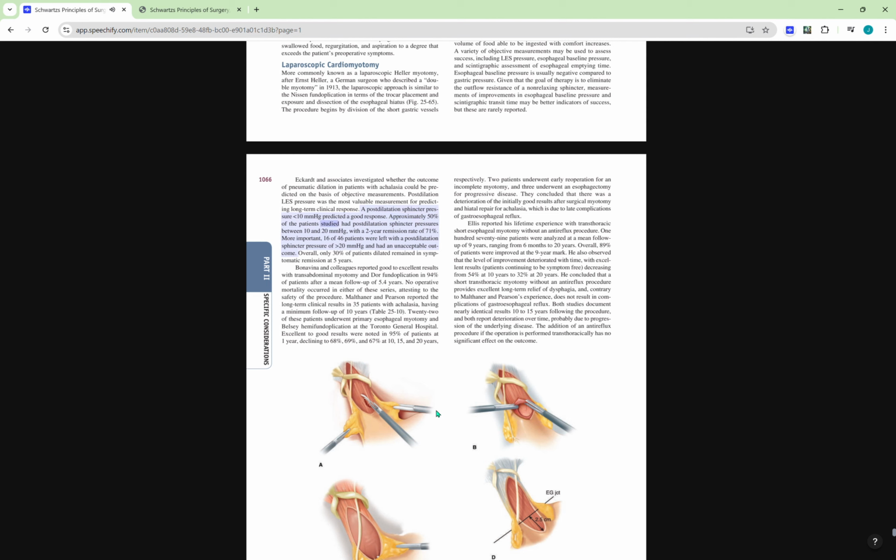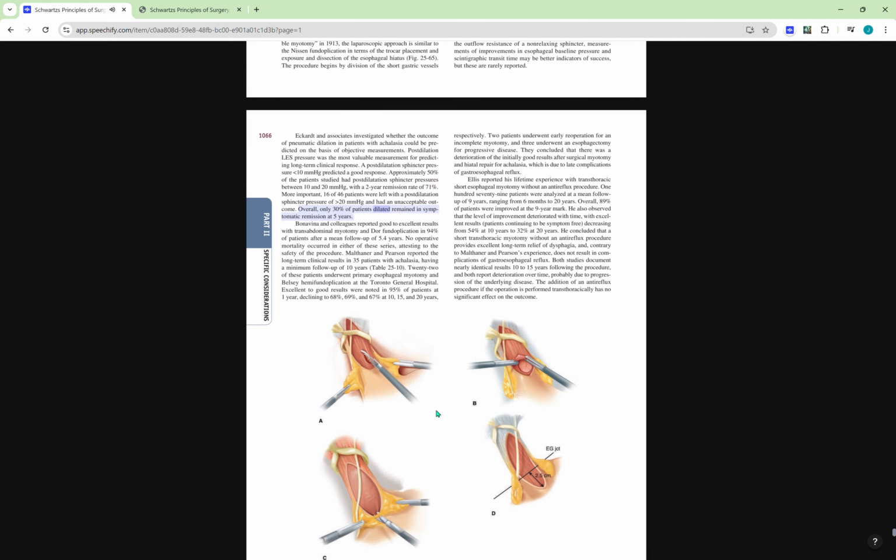Approximately 50% of the patients studied had post-dilatation sphincter pressures between 10 and 20 mmHg, with a 2-year remission rate of 71%. More important, 16 of 46 patients were left with a post-dilatation sphincter pressure of greater than 20 mmHg and had an unacceptable outcome. Overall, only 30% of patients dilated remained in symptomatic remission at 5 years.